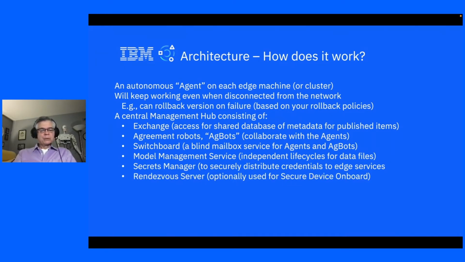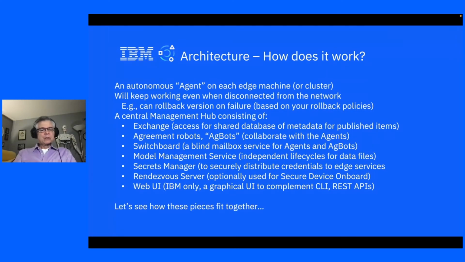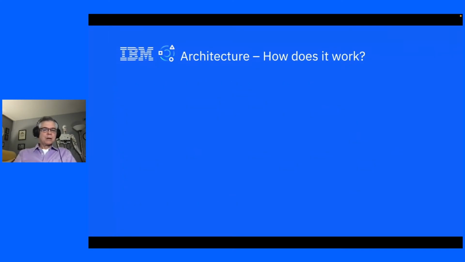And we have a rendezvous server that you can optionally use for secure device onboard, although typically when you purchase a secure device onboard machine from a manufacturer, the manufacturer will provide their own rendezvous server. But if you want to create your own secure device onboard devices, you can use our rendezvous server. And we have a web UI, the IBM version does, and that's a graphical UI that complements the CLI and the REST APIs that all of the components provide. So let's see how these pieces fit together to work.